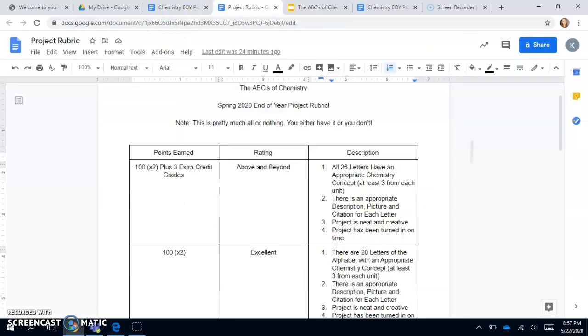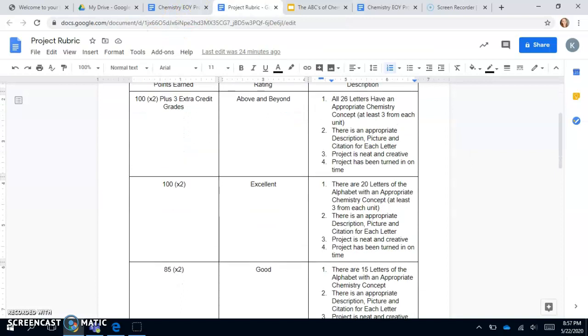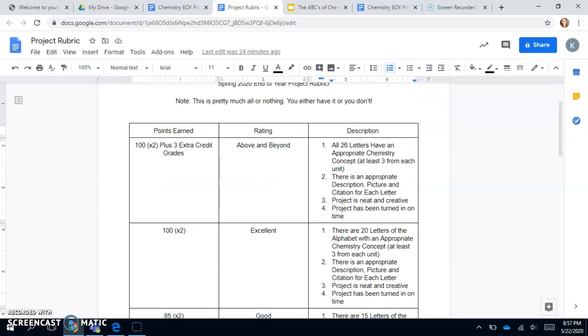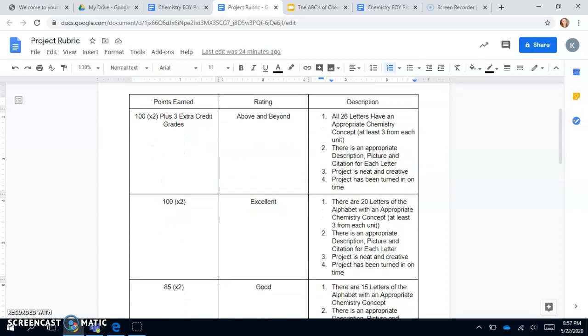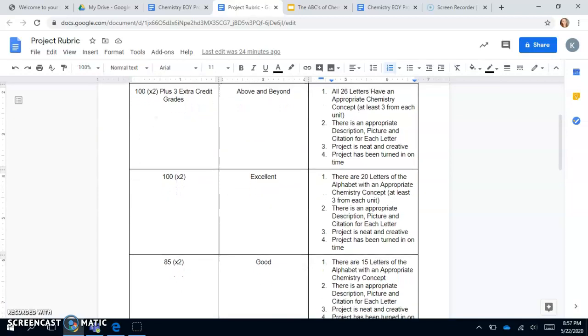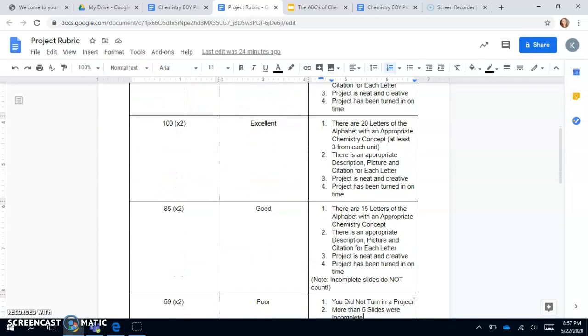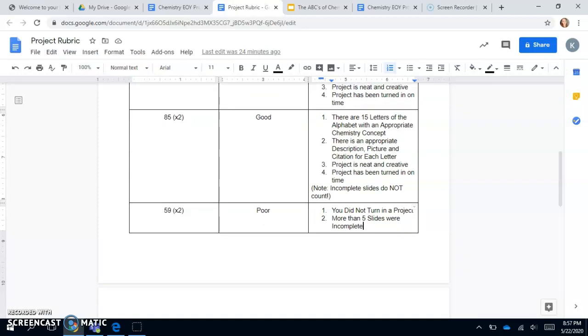Here's your rubric. Again, all of this is going to be posted up for you, but I knew there were going to be questions, so I figured I would nip it in the bud. So here, this times 2, so 100 times 2 plus your 3 extra credit grades. That's if you do all 26 letters. That times 2 is because, remember, this assignment's weighted twice. Excellent. So you've got your 20 letters. There's a description, a picture, and a citation for each. You get an 85 if you have 15 letters. And then anything less than that, you're just not getting credit for it because you didn't even try.